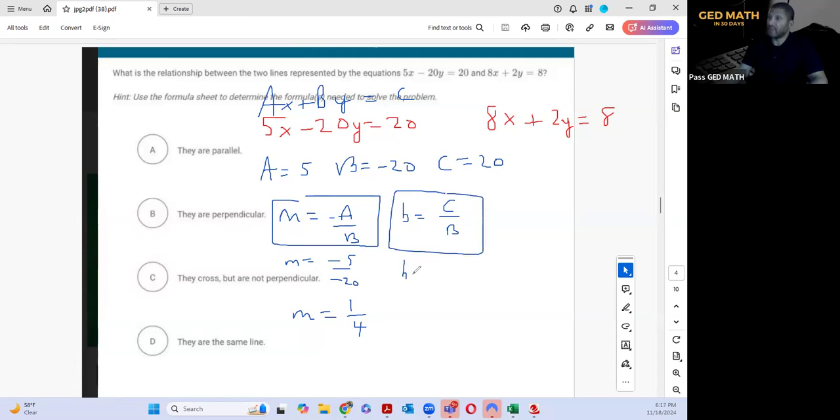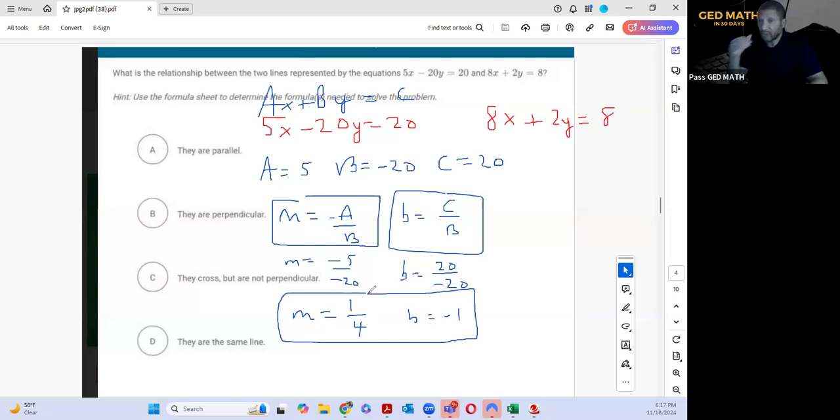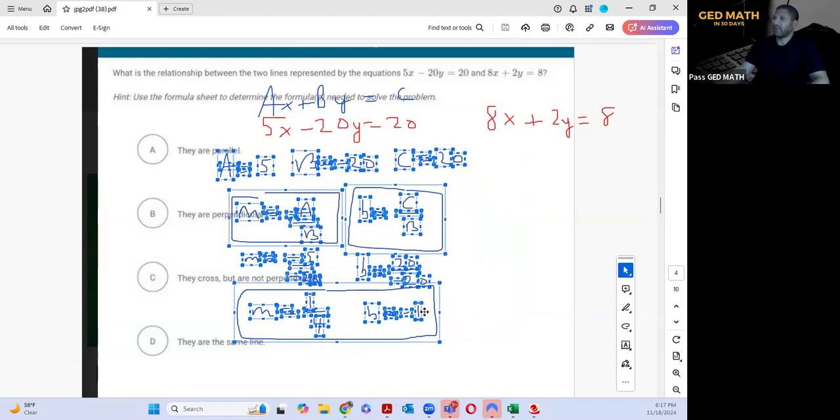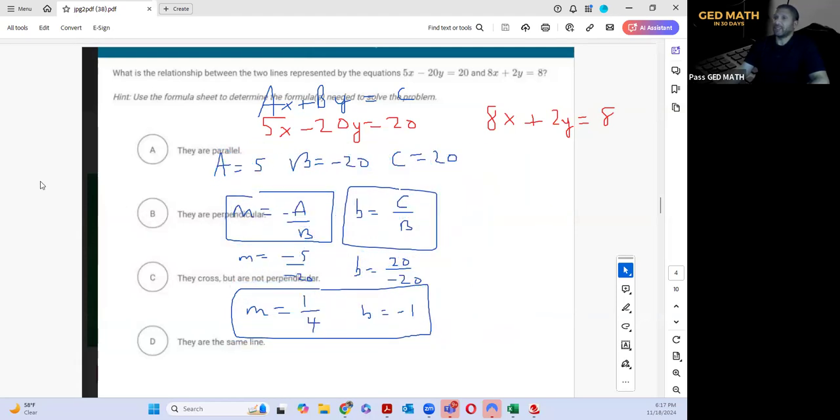To find the y-intercept, C is 20, B is -20. A positive and a negative make a negative. 20 divided by 20 is 1. So my slope is 1/4. My y-intercept is -1. Okay, I'm going to change my color to red. Matter of fact, I'm going to move this over first, right under here. Then I'm going to change my color to red.